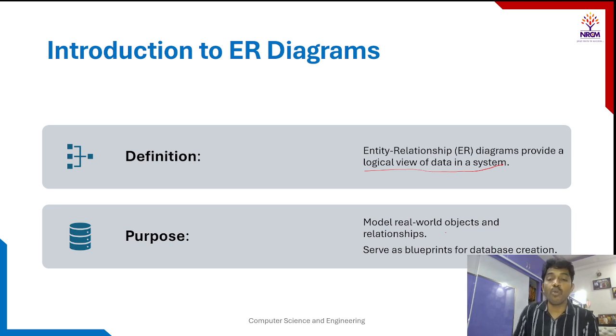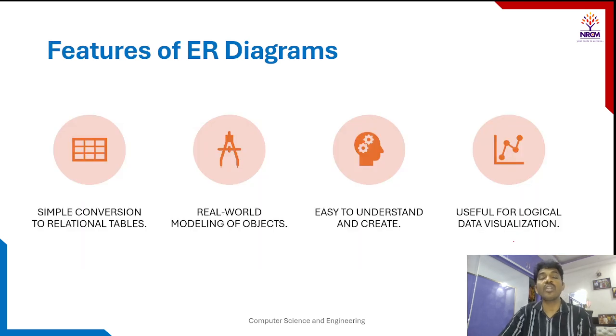It is going to model the real world objects and the relationships, and serves as a blueprint for the database creation. In the ER model, you have different symbols. We'll discuss the symbols and the features. There is a simple conversion from the ER model to the database relational tables, and real world modeling of objects. It is easy to understand and create, and useful for logical data visualization. Got it? These are the features of the ER diagrams.